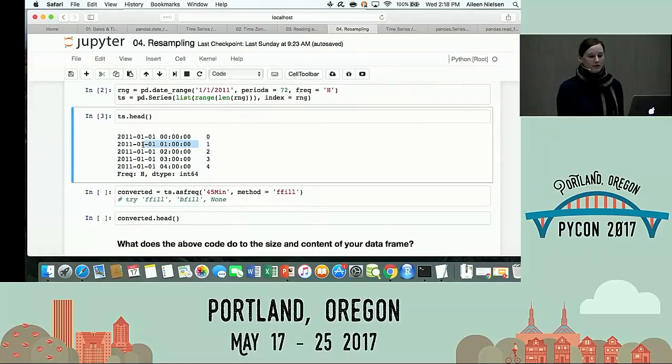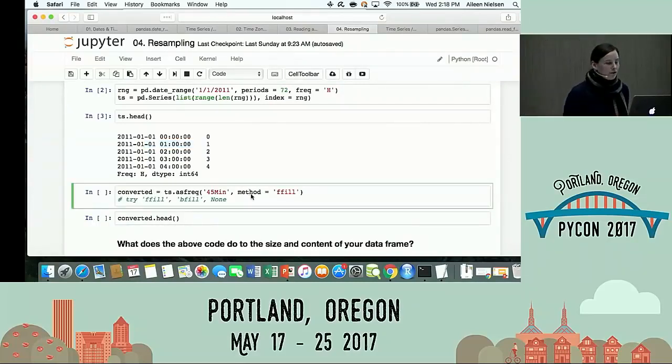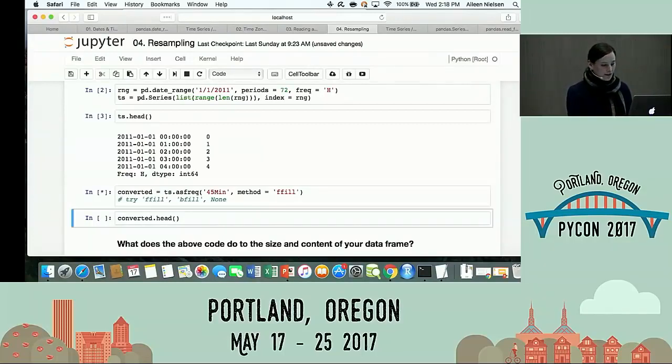Well, there's lots of ways to do it. One basic way is called forward fill. So what do you think that means? Think about it, forward fill. Going forward in time, what's going to happen? So my 12 a.m. is 0. What's my 12:45 going to be? Right, I'm going to carry it forward. That's the forward fill. So let's take a look at that.